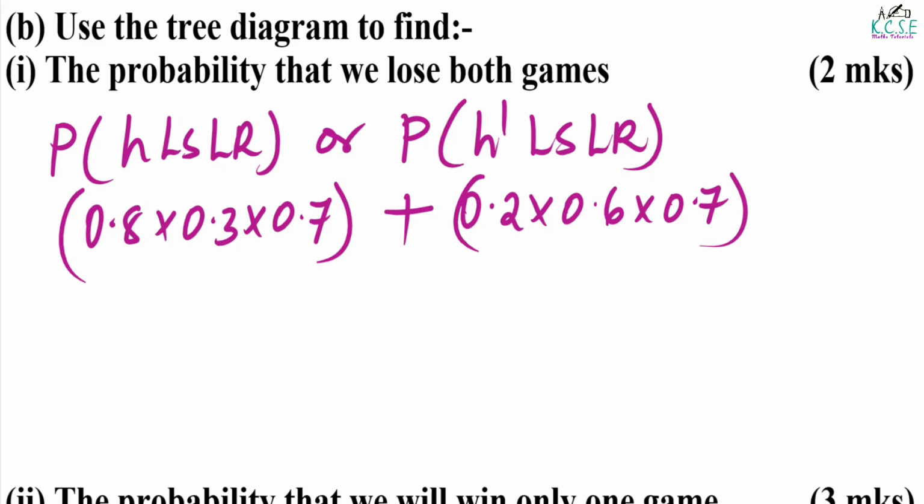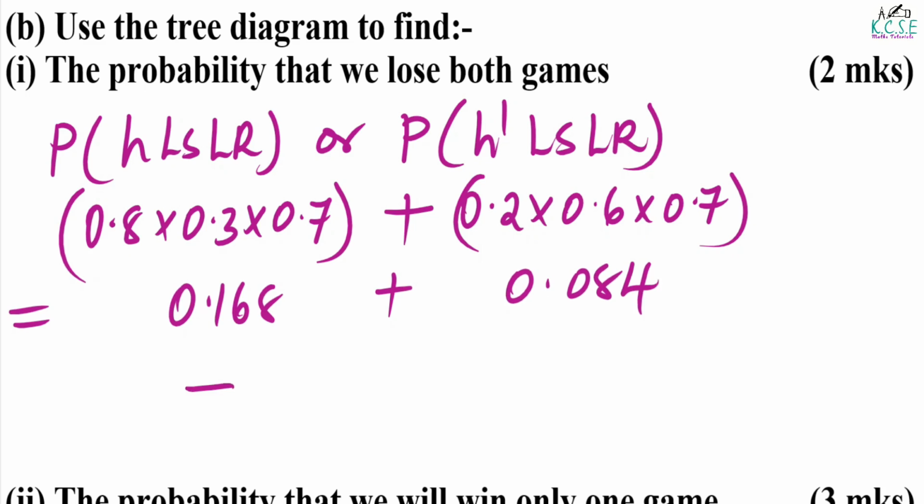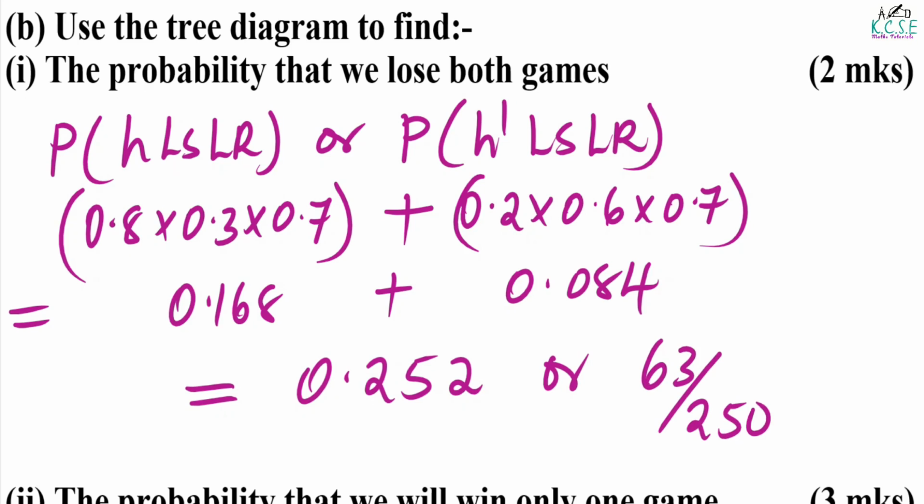Working out this gives 0.168, plus, multiplying these, you get 0.084, and upon addition this will give 0.252. You can leave it like that, or in form of a fraction, which will be 63 divided by 250. So that is simply how you're supposed to get the probability that we lose both games.